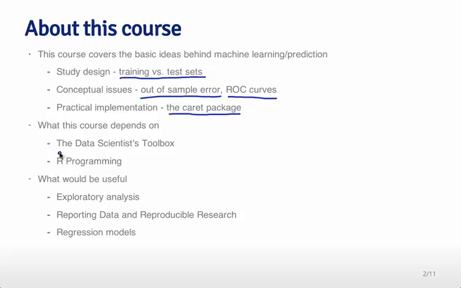This course does depend quite heavily on the tools that you've learned in the Data Scientist's Toolbox and in R Programming. So if you haven't taken those classes already, they're highly encouraged before taking this class. It would also be useful if you've taken Exploratory Data Analysis, Reporting Data and Reproducible Research, and Regression Models. Those classes aren't required, but a lot of the material that we'll cover in this class will be related to that material. And so if you've seen it before, it might be a little bit easier on you when you go through the material in this class.